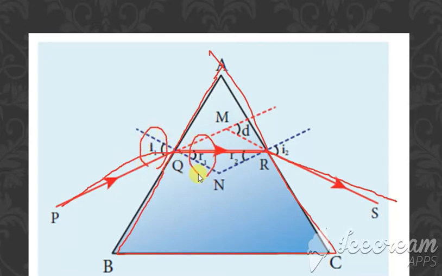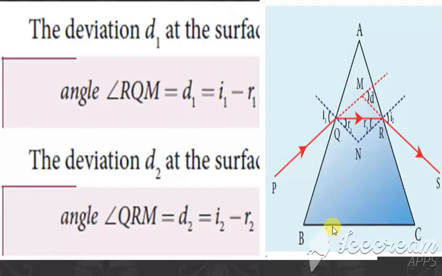Here is R1. Same way, here is I2 and here we have R2. And this exterior angle is the angle of deviation D. Now from this, if you have to find the value of D1 and D2, let us take D1 to be the angle RQM. So this angle is said to be D1.